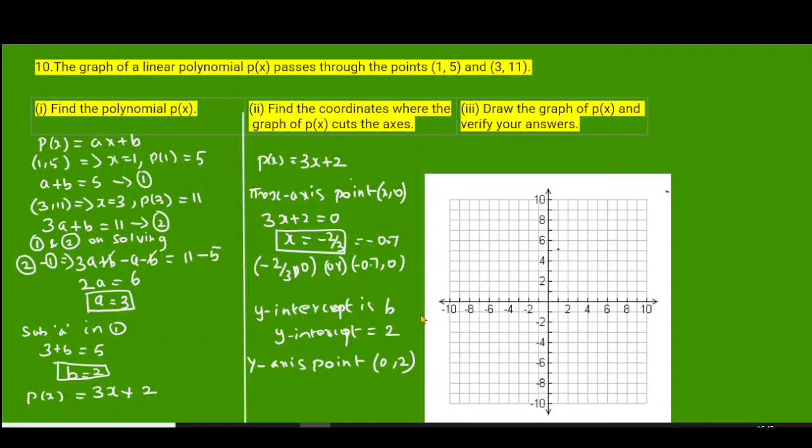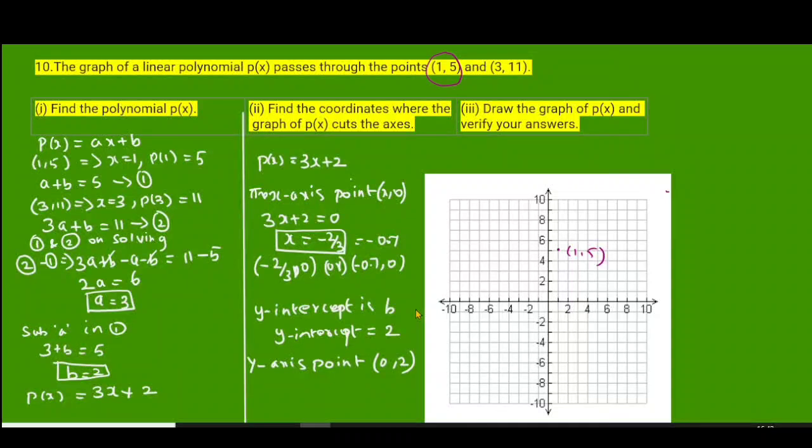Let's check this with our graph. Look at the graph. How to check it? P of x passed through 2 points. One point is (1, 5). So plot it. 1 is on the x-axis and 5 is on the y-axis, which means this is the point (1, 5). Next (3, 11). So 2, this is 3, and 11 is in between 10 and 12.